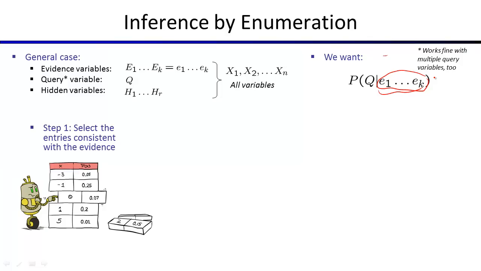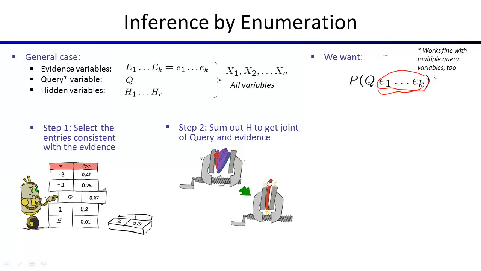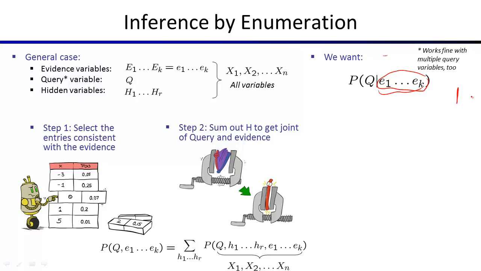What that means is we're left with a table containing only the rows that are consistent with the evidence, but that table still has both query variables and hidden variables. We now want to get rid of the hidden variables. That's what we do next: sum over the hidden variables, and this is the equation you use. We'll see an example on the next slide, but this is the general equation. What is it saying? It's saying that the probability of Q and the evidence is equal to the probability of Q and all hidden variables and the evidence, summed over all possible instantiations of the hidden variables.